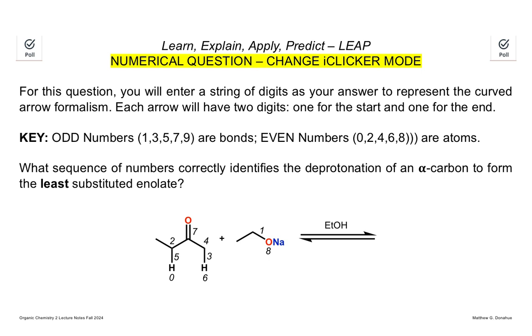This was one of those questions where students would provide a sequence of digits that correspond to the arrows. And in theory, since this is your base, the arrow would have to start at 8. So we want to form the least substituted. So 8 to 6. And then the next arrow would be 3 to 4.